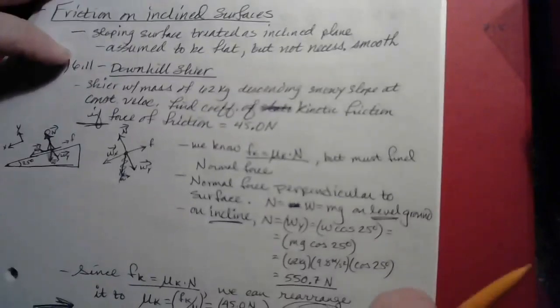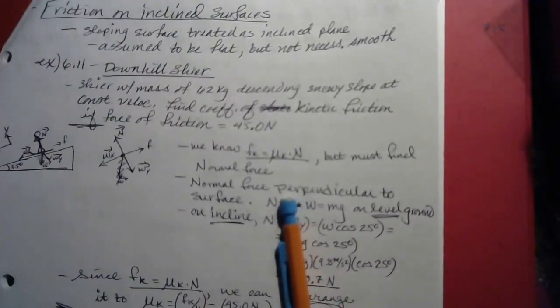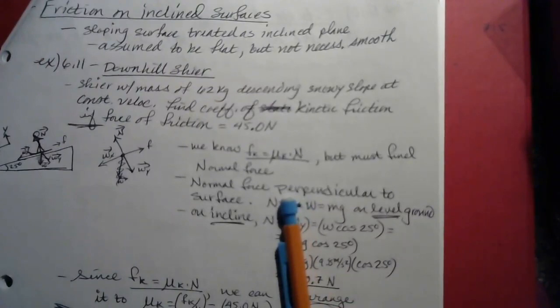There's also the question of friction on inclined surfaces, like say a box on a ramp or a skier on a hill. In the case of sloping surfaces, we generally treat those as inclined planes. We assume them to be flat, but not necessarily smooth. If we're given the materials that the surfaces are made of, we can look up a coefficient of friction, or if we're given a coefficient of friction, then we would need to use that in our calculations.